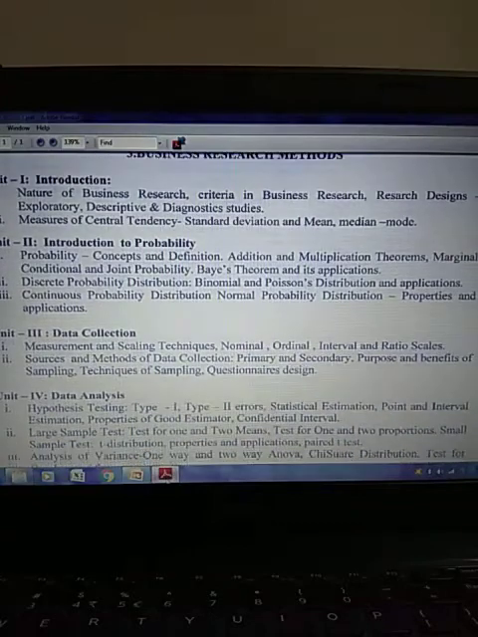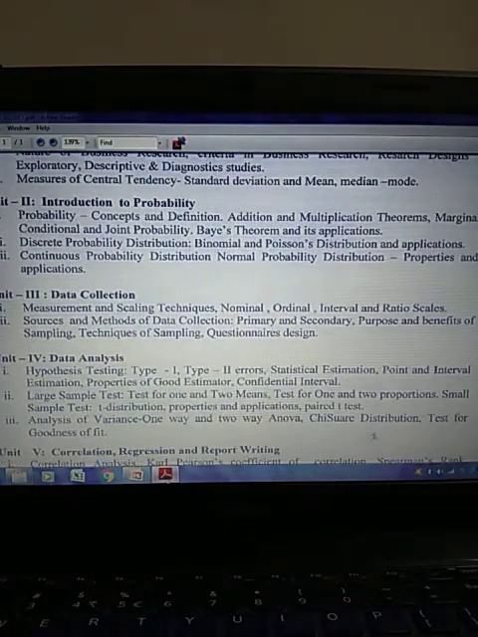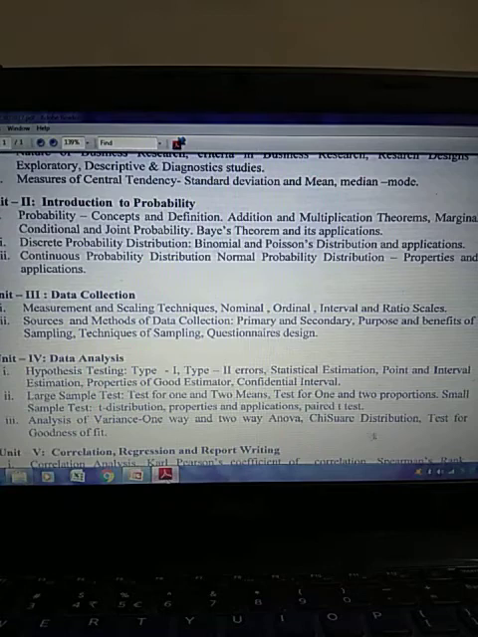Now under the third unit, we are going to understand data collection methods. Datum is the singular, data is the plural. Under data, what do you find? Collection of numerical values. Different methods will be there: how to collect the data and how to measure the data. These are scaling methods.